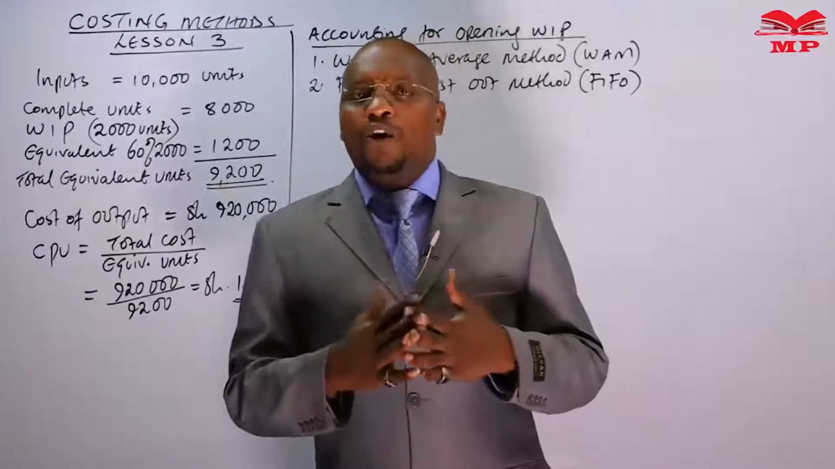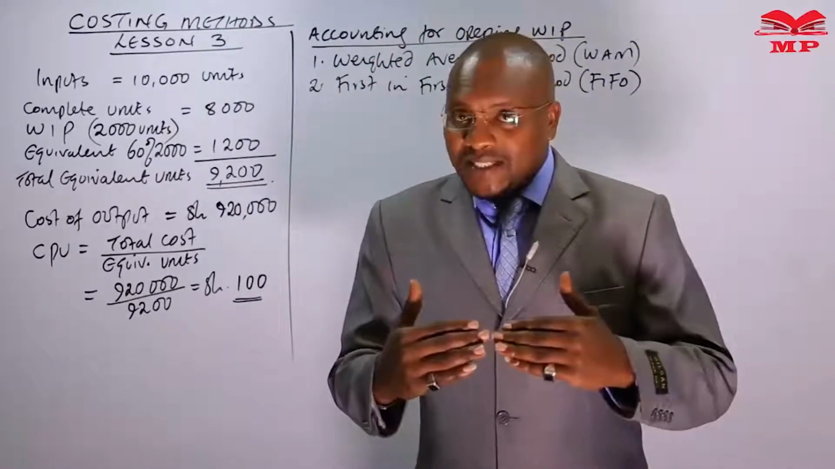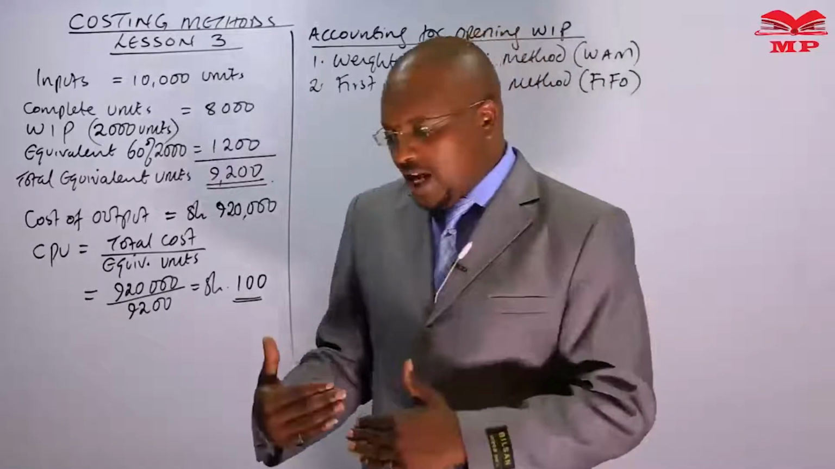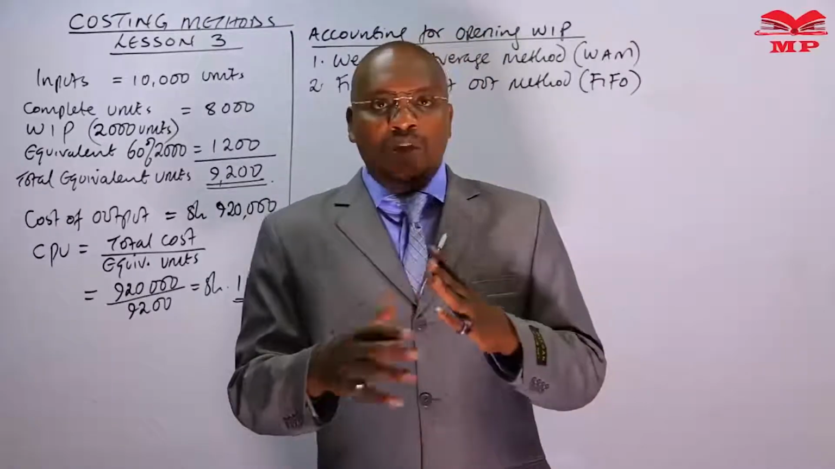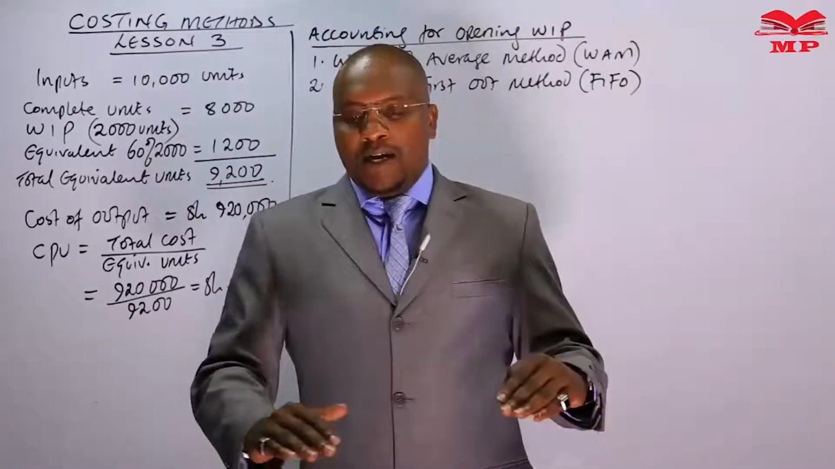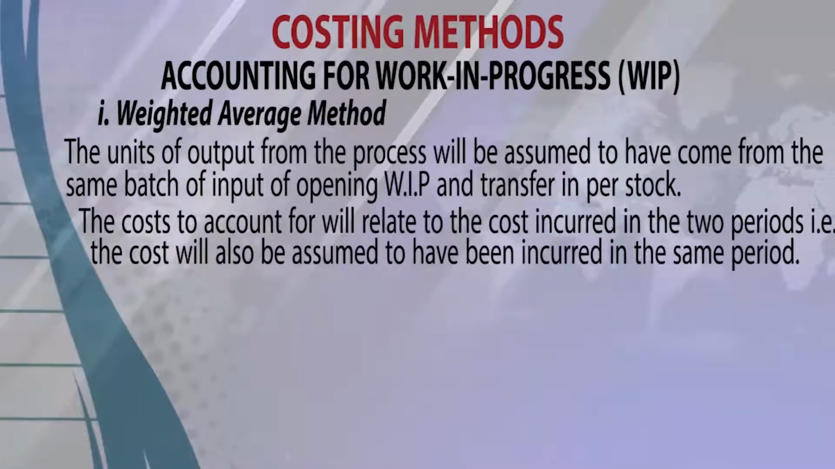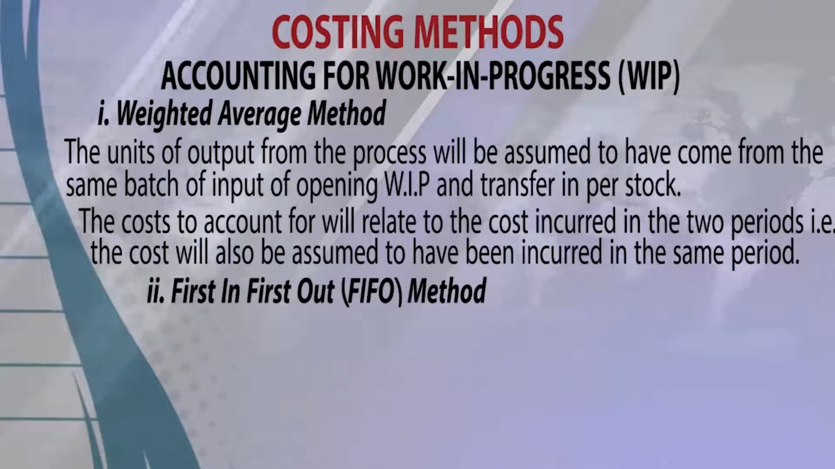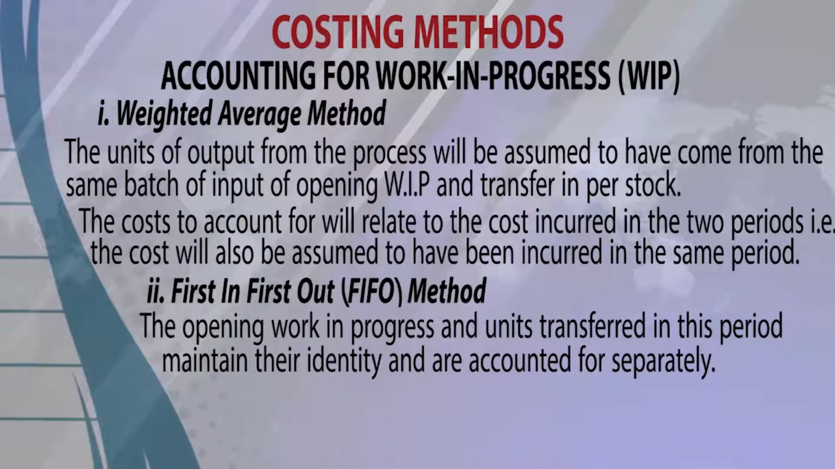It is a way of not distinguishing between what you have met with a certain degree of progress and what you are to start from zero. So we are not going to distinguish this. We assume that this work has been done starting from the same rate or percentage to 100% should it be completed. But when it comes to the FIFO method, the opening work in progress and units transferred in this period maintain their identity and are accounted for separately.